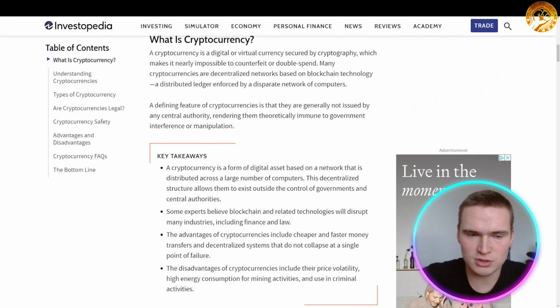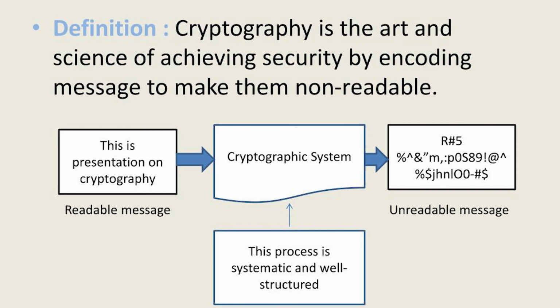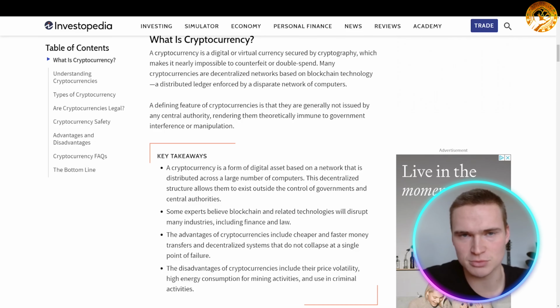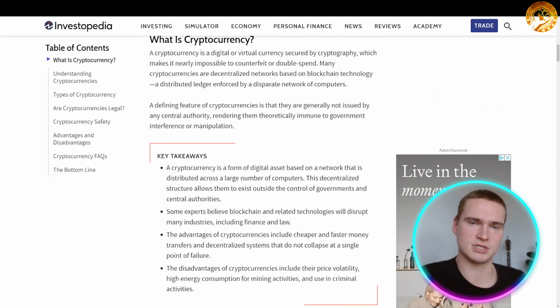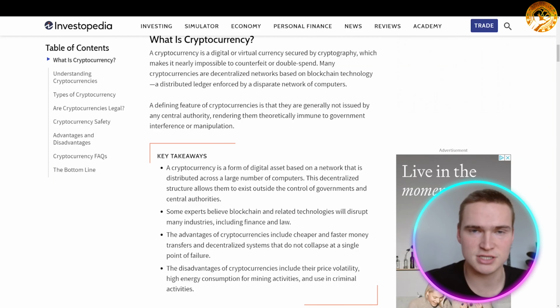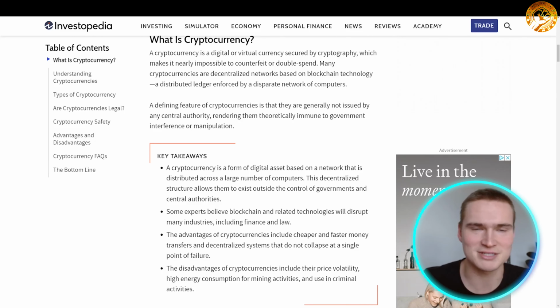Alright, so briefly, what cryptocurrencies are: basically digital or virtual currencies secured by cryptography. That's also where the name comes from. And cryptography and this security make it nearly impossible to counterfeit or double spend. Many cryptocurrencies also are decentralized networks based on blockchain technology. So cryptocurrencies and blockchains kind of come together. A blockchain is basically a distributed ledger enforced by a network of computers all over the world. Apart from that, a defining feature of cryptocurrencies is that they are generally not issued by a central authority, rendering them theoretically immune to government interference or manipulation.